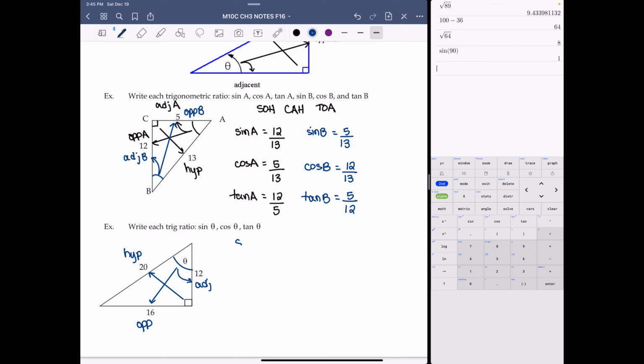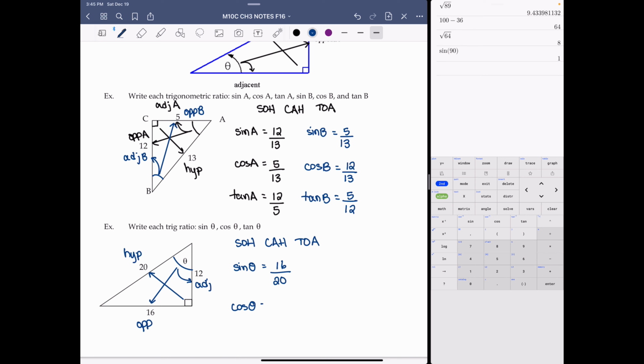We can write out SOHCAHTOA again. The trig ratios are also on your formula sheet, so you can just look at your formula sheet to see which side goes on top and which on bottom for each of the ratios. Sine is opposite over hypotenuse. Opposite from angle theta is 16, and our hypotenuse is 20. Then sine theta is 16 over 20.